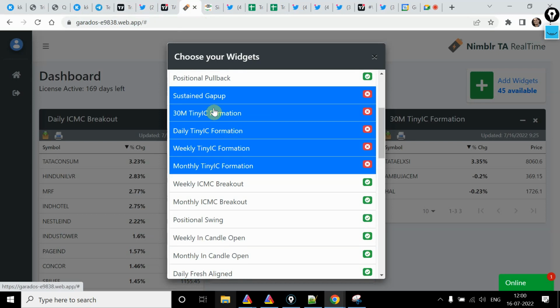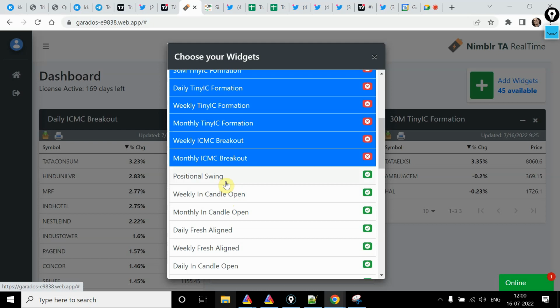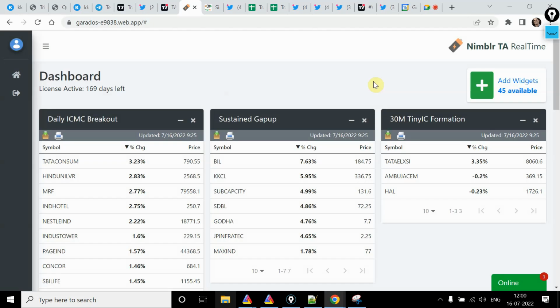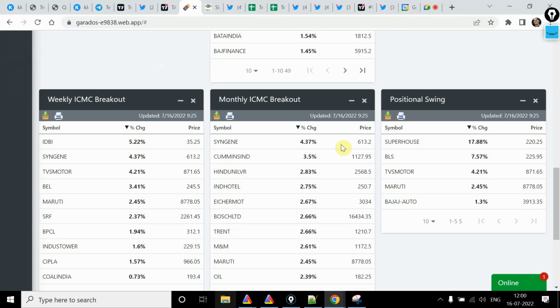Okay, so now for example, ICMC breakouts we have covered. Now there are positional swings. So this is something on a positional basis. There would be individuals who would like to enter stocks on a positional basis. So, for example, these are the stocks which qualified as positional swing, right? That is, the recent previous high has been crossed on the upside and it has strength.